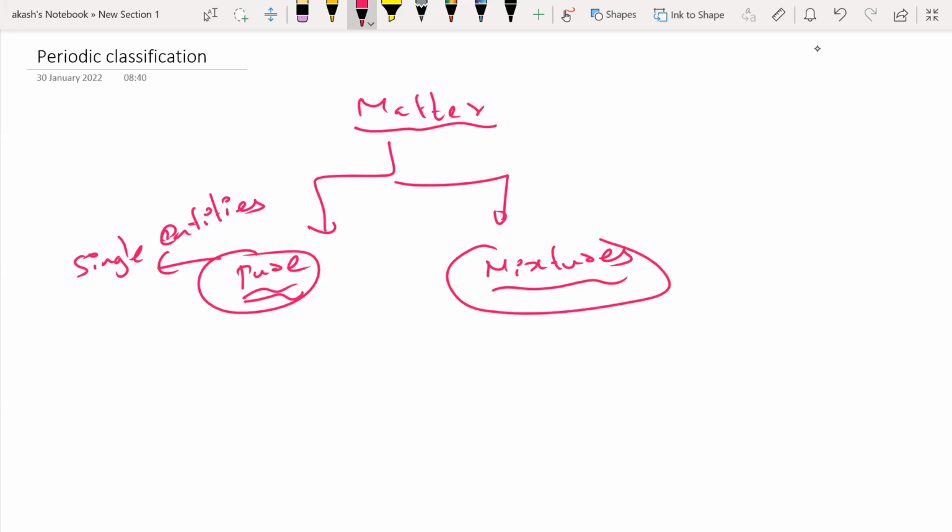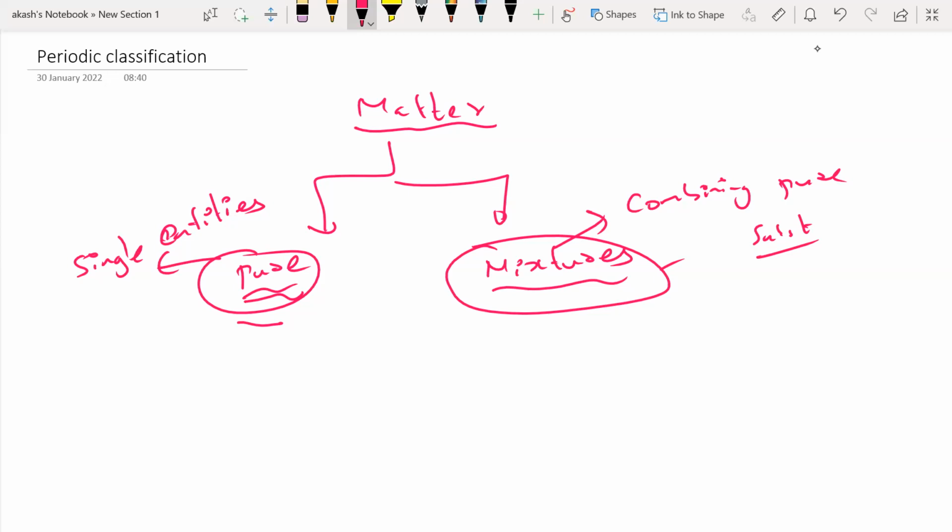Now these mixtures are made by combining pure substances. If you take two pure substances and mix them together, that is going to become a mixture. And obviously they are going to be made up of more than one entity. In the case of pure substances, they are single entities. So two single entity substances will be mixed together, and that's how you get a mixture.